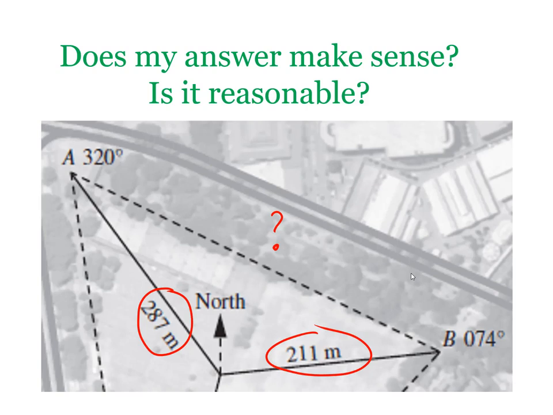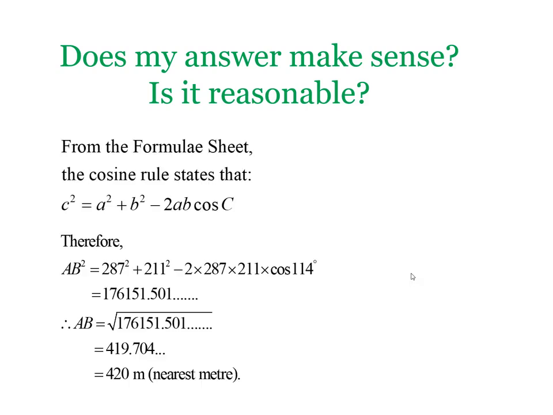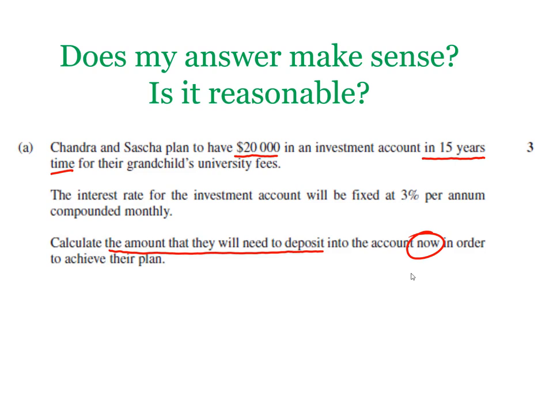They forgot to finish it off. So they got a crazy large answer of 176,000. Here's one from financial maths. We're trying to have $20,000 15 years from now. So the answer to this should not be more than 20,000, and I don't think it would be something less than $5,000 either.